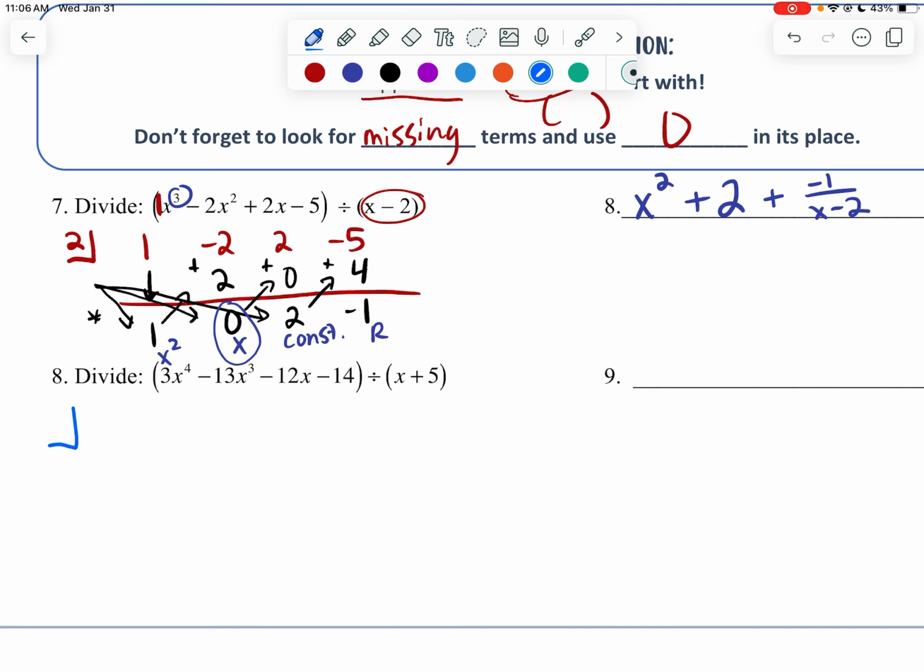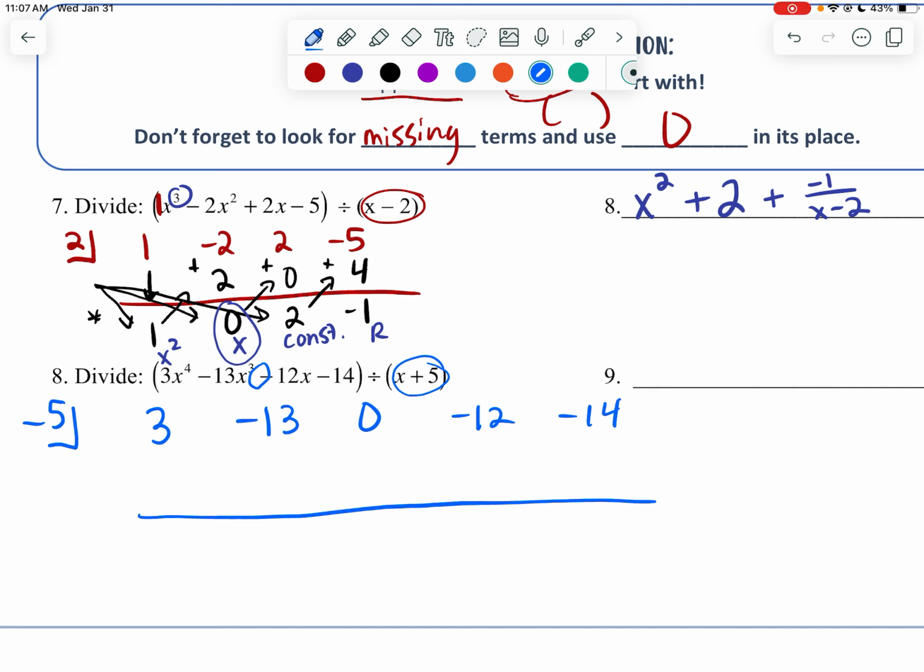Okay. So number 8 is the same thing. So I want to divide, so I use my box, use the opposite of the factor. Just make sure if you skip any terms, you have to put a 0. So here I have 3x to the 4, -13x to the third. There's nothing in there that says x squared. So I do have to put a 0 in the next spot. And then I have my x, and then I have my constant. Okay. Now, I believe this one gives you some pretty big numbers, so I might have to grab my calculator.